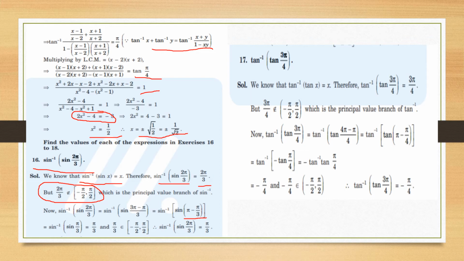Now it becomes sin(180 minus theta), which is again sin theta, right? So it is pi by 3, and definitely this pi by 3 belongs to my principal value branch. Therefore the value of sin inverse sin 2 pi by 3 is pi by 3.